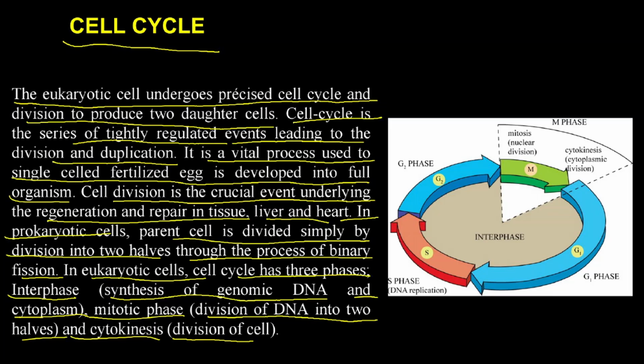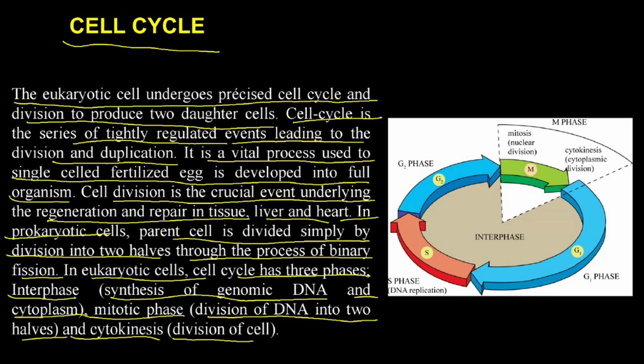Okay? So the tightly regulated process involved in the formation of these two daughter cells is called what? Cell cycle. So, cell division is the crucial event underlying the regeneration and repair in any tissue, for example, liver and heart. In prokaryotic cells, the parent cell is divided simply into two halves through the process of binary fission. In case of prokaryotes, it is only binary fission, but in case of eukaryotic cell, it is a much more complex system which is called the cell cycle.